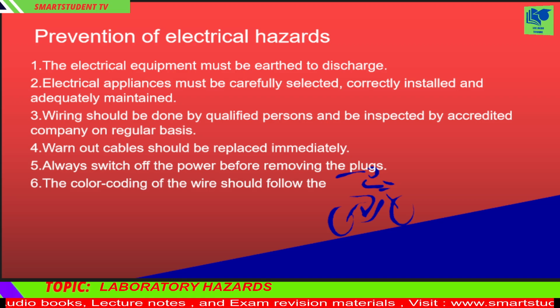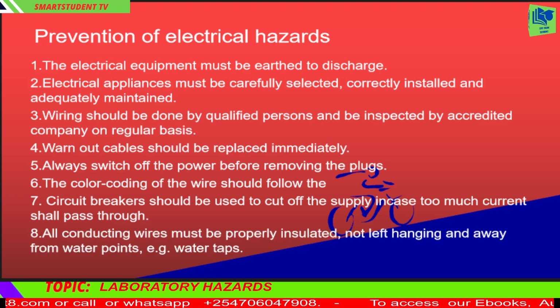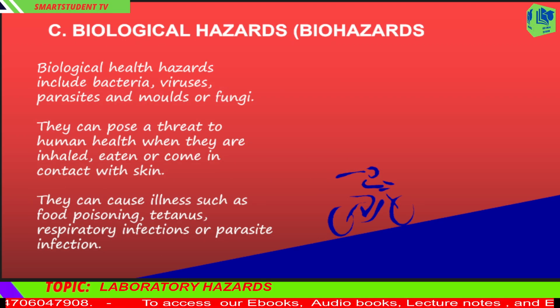6. The color coding of the wire should follow the conventional color code, i.e., live wire, red or brown; neutral wire, black or blue; earth wire, green or yellow. 7. Install a voltage stabilizer between the supply and the consumption point, and circuit breakers should be used to cut off the supply in case too much current shall pass through. These prevent the main switch from being blown off. 8. All conducting wires must be properly insulated, not left hanging and away from water points, e.g. water taps.